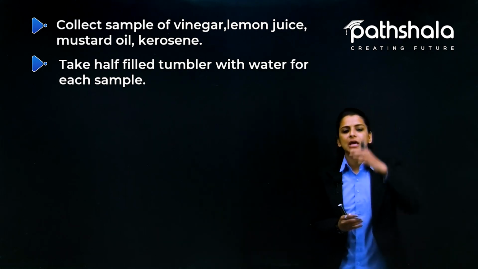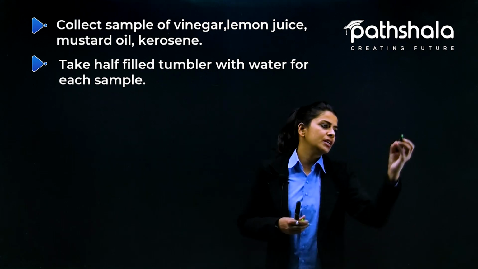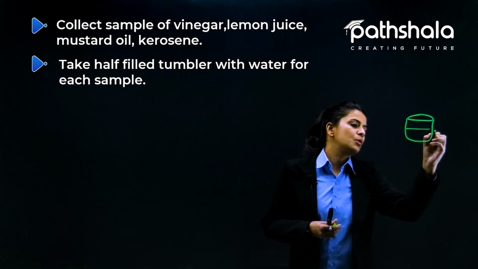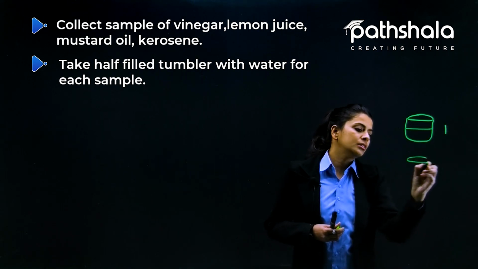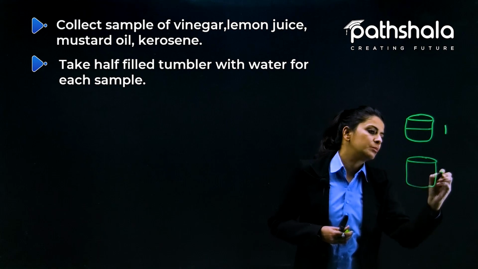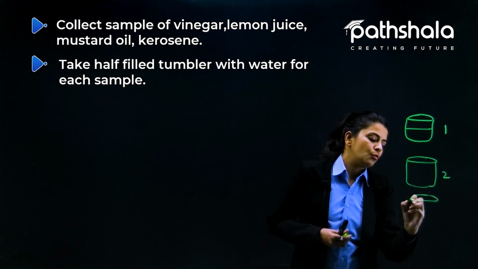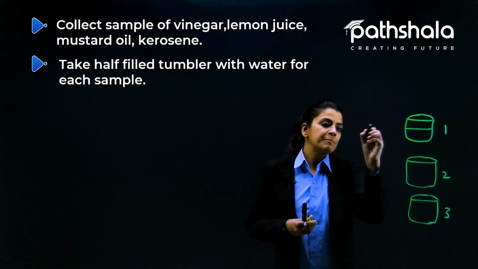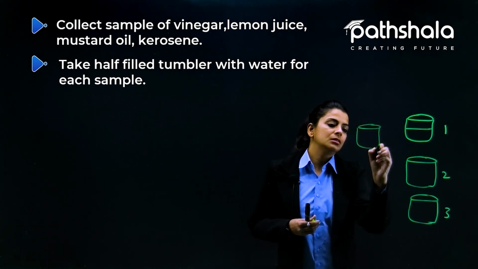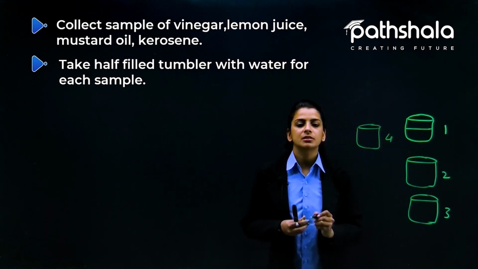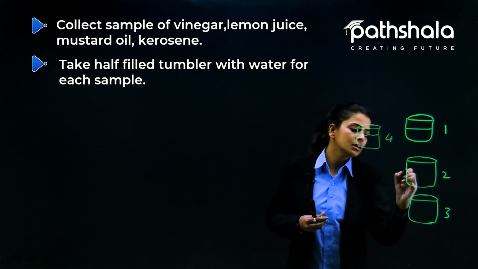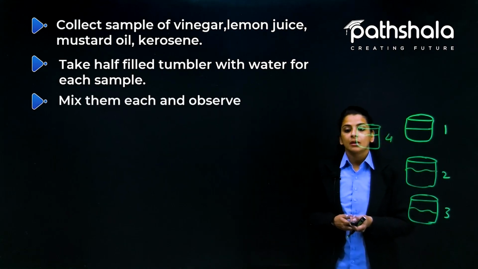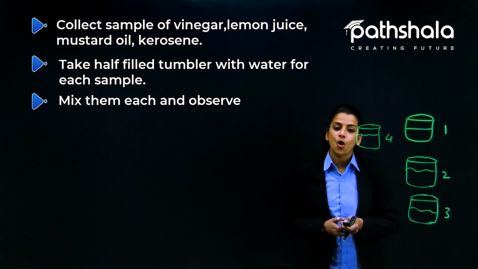Means if we have 4 samples, for example we have vinegar, so we will take a tumbler half filled with water. This is number 1, and another for lemon juice, that is number 2, and what else? Kerosene oil के लिए लेंगे number 3, and for mustard oil we will take the 4th tumbler, all half filled with the water, right? So the next step is to mix them each and observe.